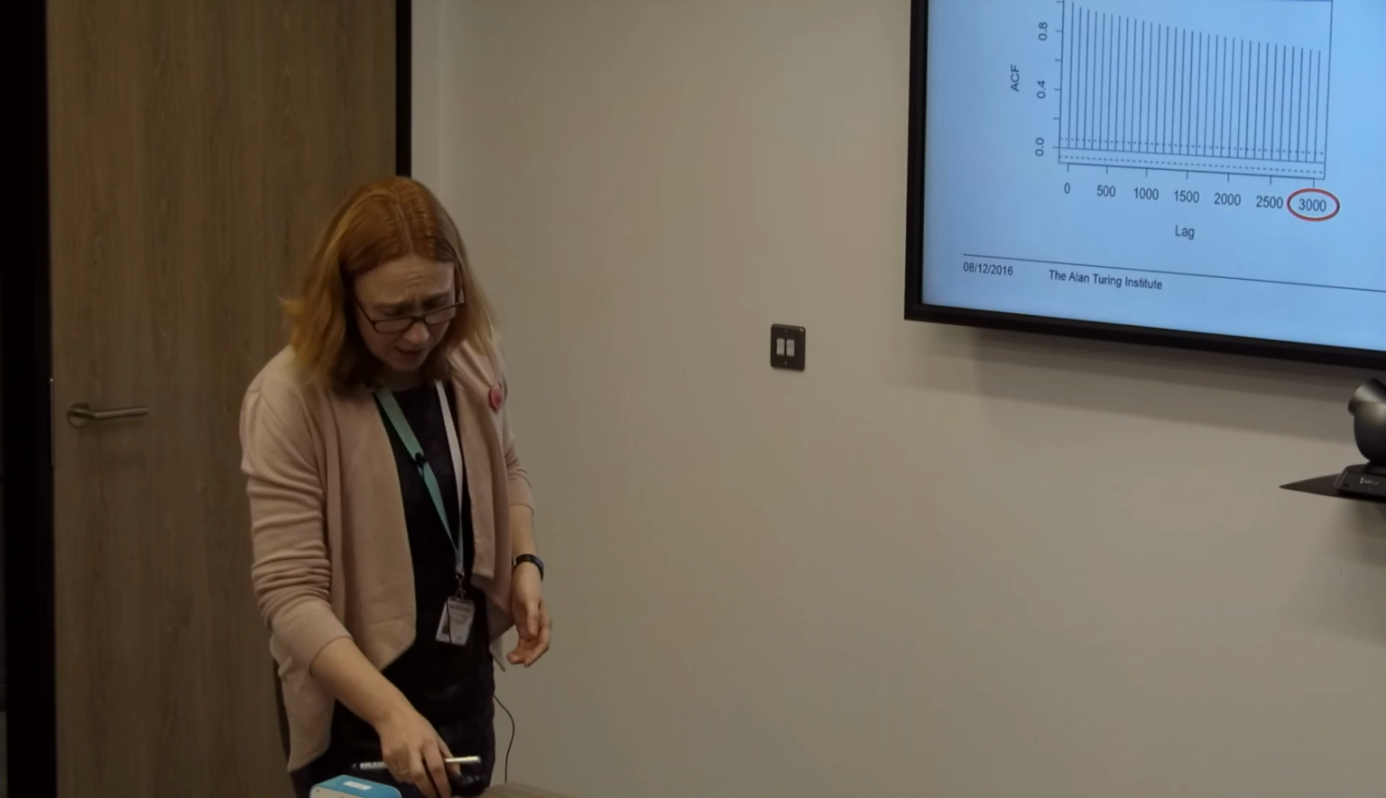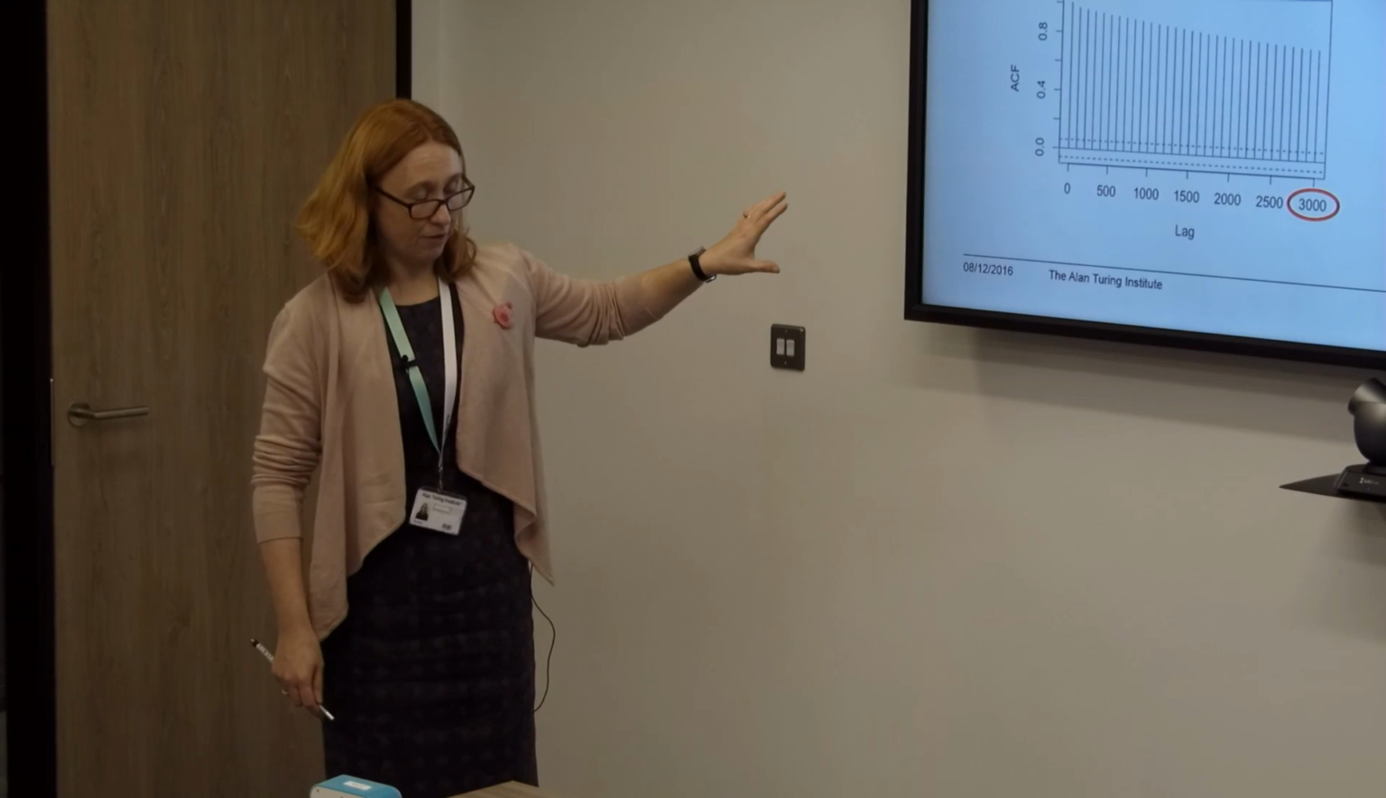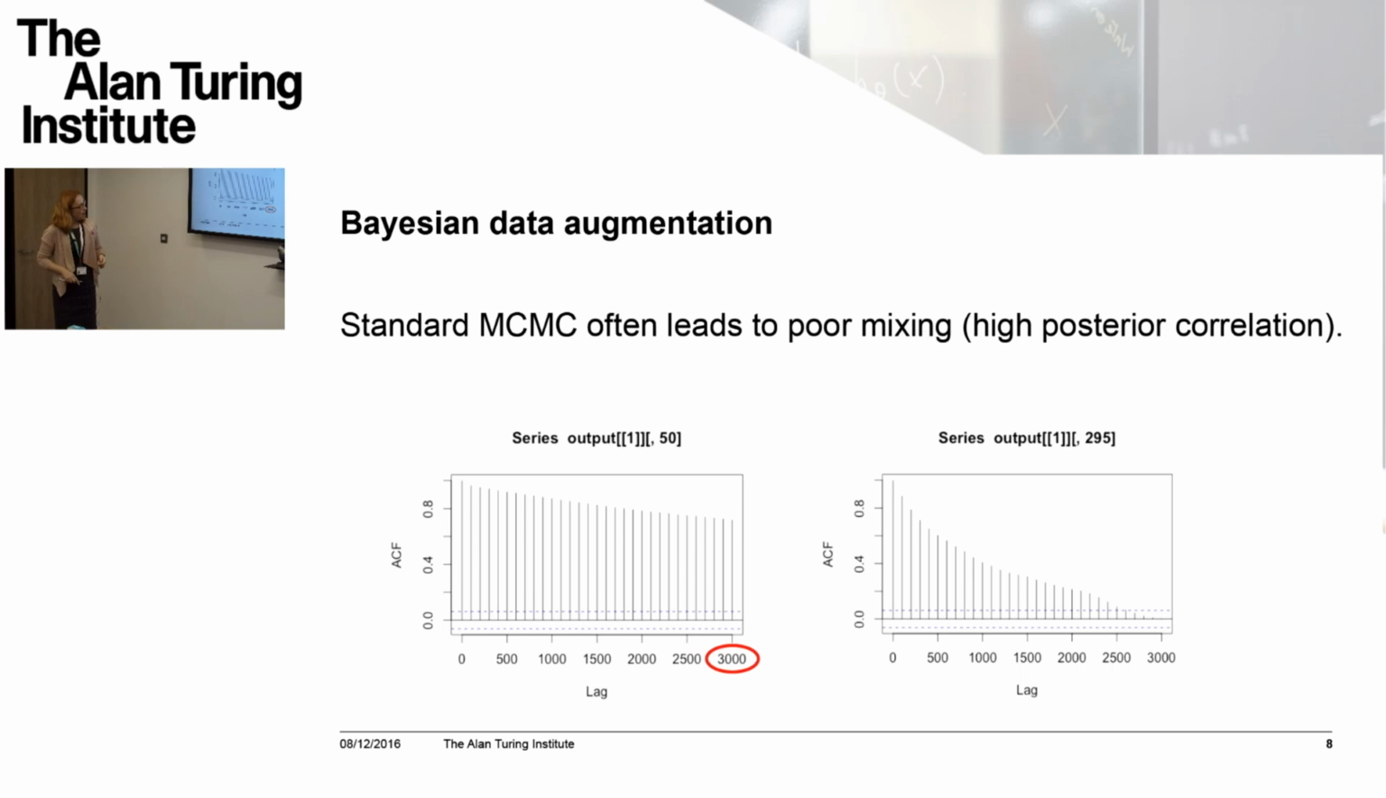So this is a real example where we have some count data of animals, and we did a standard MCMC. And the problem is, if you look, this plot was bad enough.